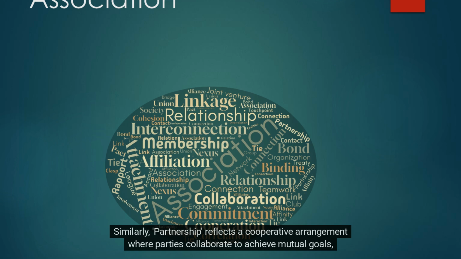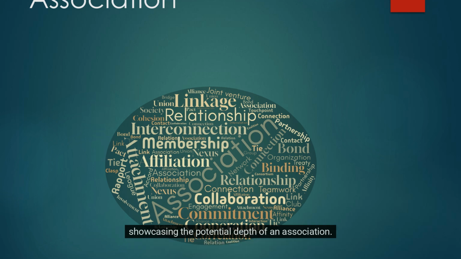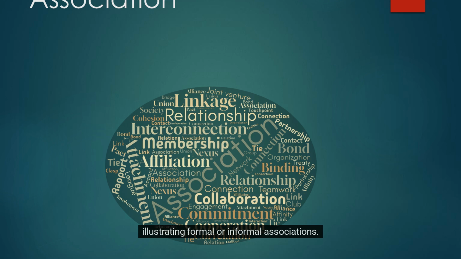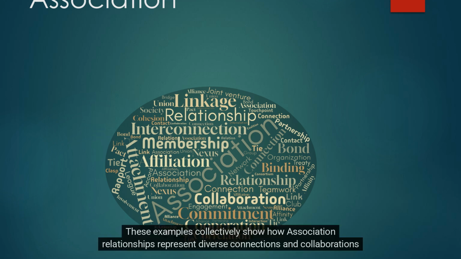Similarly, partnership reflects a cooperative arrangement where parties collaborate to achieve mutual goals, showcasing the potential depth of an association. Another example, affiliation, captures the state of being closely linked to an organization or group, illustrating formal or informal associations. These examples collectively show how association relationships represent diverse connections and collaborations within a model.